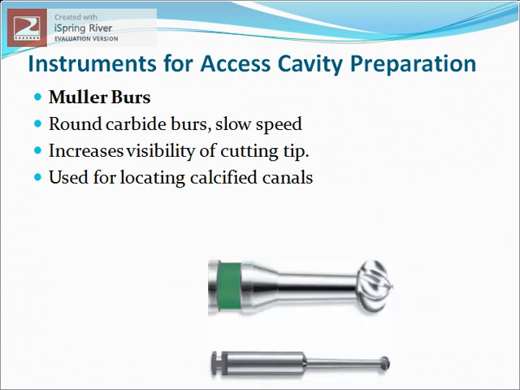Molar burrs. These are long shaft, round carbide burrs which are used in a slow-speed handpiece. Their long shaft increases visibility of the cutting tip. They are also used for locating calcified canals because their long shaft is useful for working deep in the radicular portion.